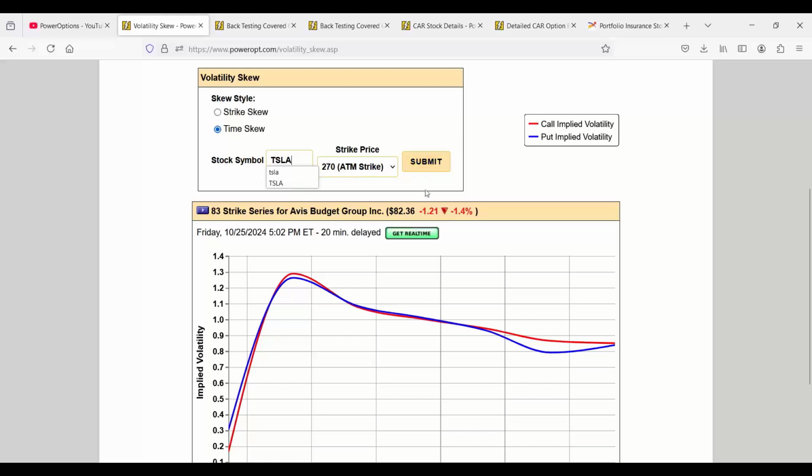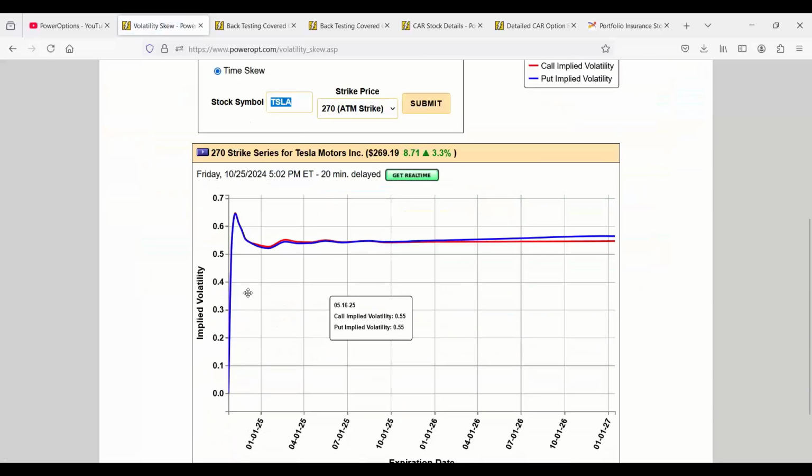270, we'll keep the at-the-money strike. We just had the earnings. So now you see something completely different, don't you? This one here at 11.8. Why is that implied volatility so high at 11.8 if Tesla just had its earnings a day or the other day?